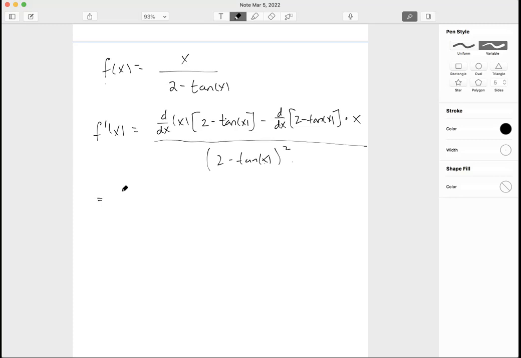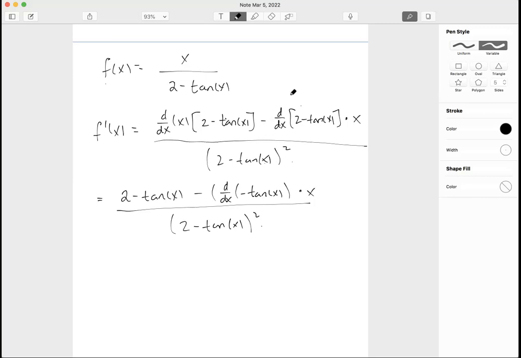The derivative of x is just 1, so we have 2 minus tangent, minus. Now here, the derivative of 2 minus tangent, we can use the sum rule. So this is really the derivative of negative tangent times 2 minus tangent squared. So a big thing to note is that you cannot cancel out the 2 minus tangents, right? There would need to be a common factor in the numerator in order to do that.